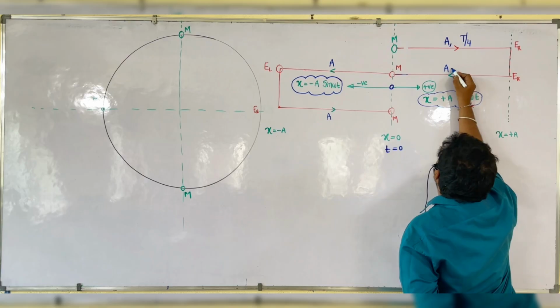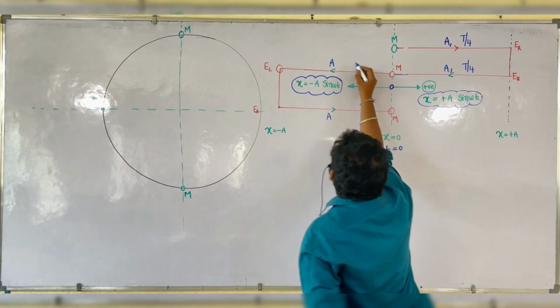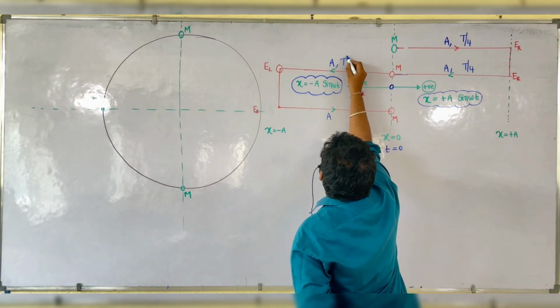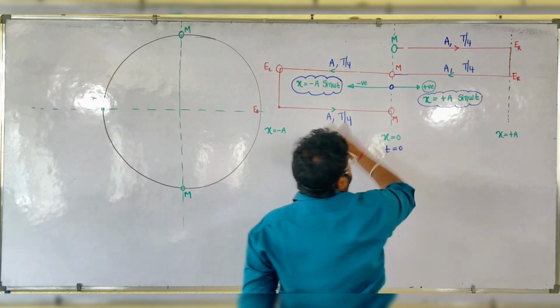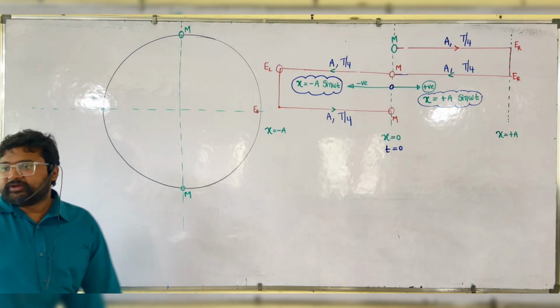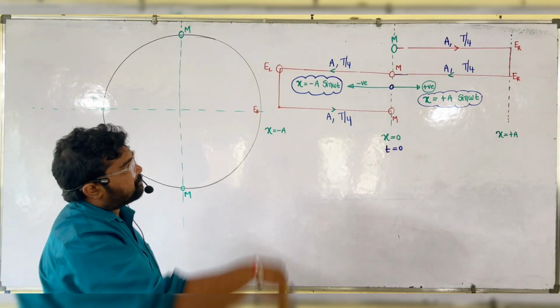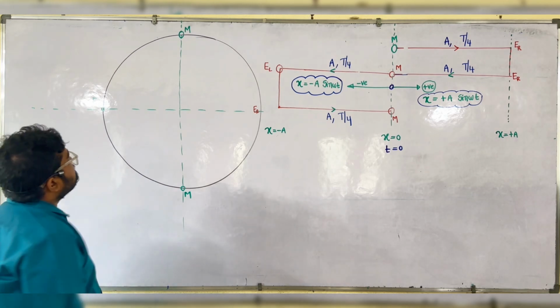T by 4. This is how much? T by 4. Total how much time will it take? 1T. Yes, sir. One time period to complete one cycle. అర్థమైందా?